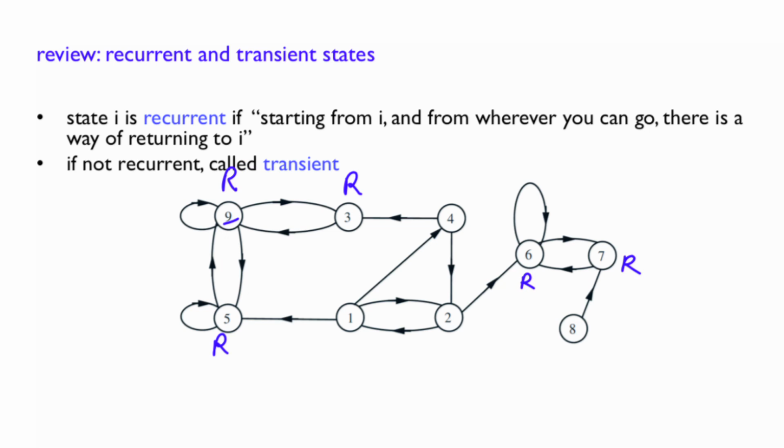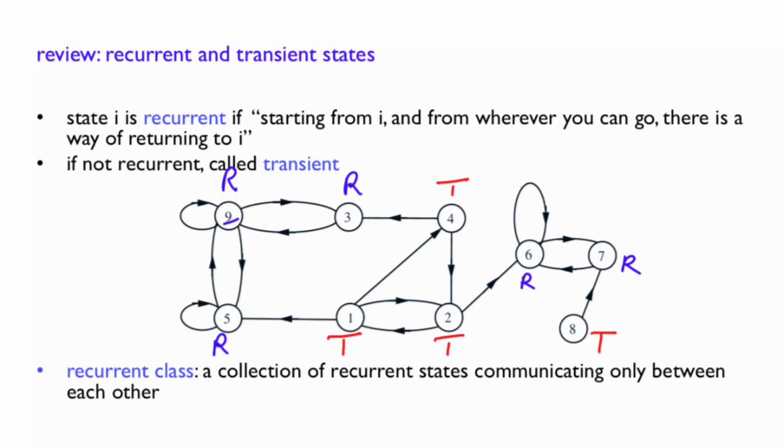In case a state is not recurrent, we will call it transient. So let's look at, for example, state 1. From state 1, if you go from 1 to 2 and then go to 6, there is no way to come back to 1. So the state 1 is transient, and for the same reason the state 4 will be transient and the state 2 will be transient. What about 8? Well, for the same reason, the state is transient as well.